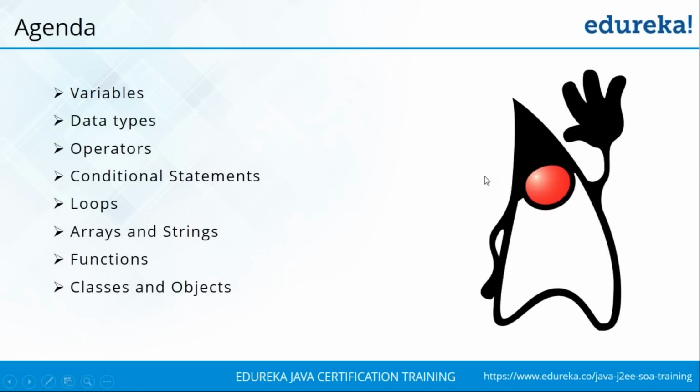Now, we'll start off by understanding what is a variable and we'll discuss the various data types that are present in Java. Then we'll talk about the various operators as well as the various control statements and loops that are available in Java. Moving forward from there, we'll be discussing about how you can create as well as work with arrays and strings, and finally we'll be talking about functions and classes and objects in Java.